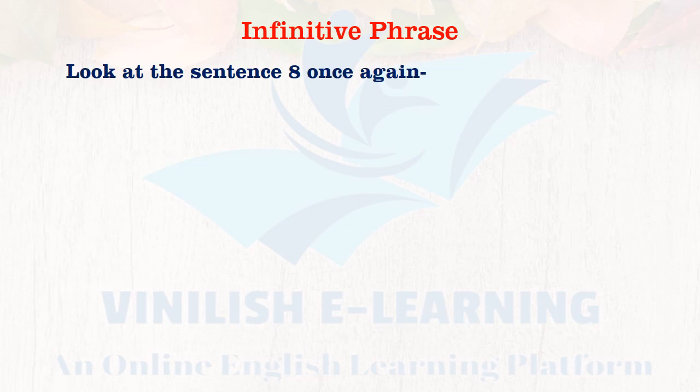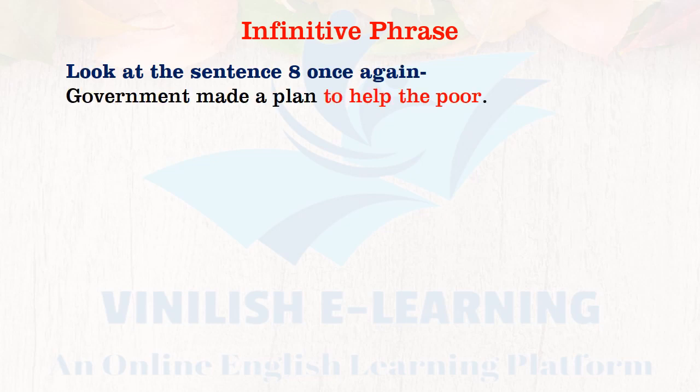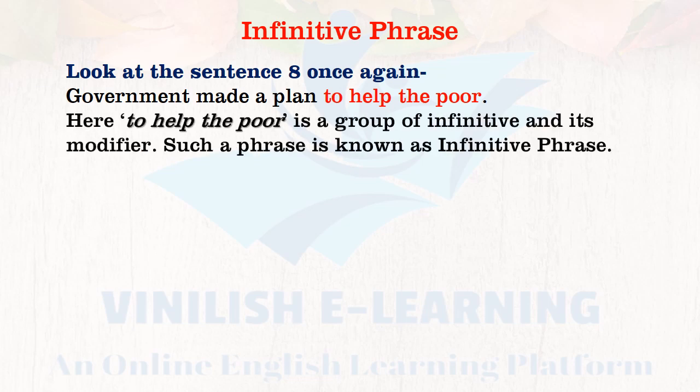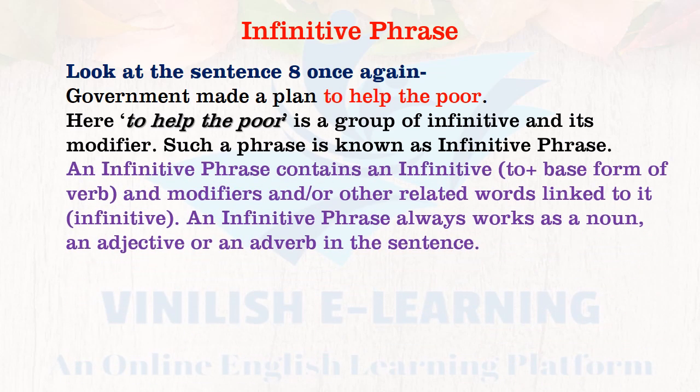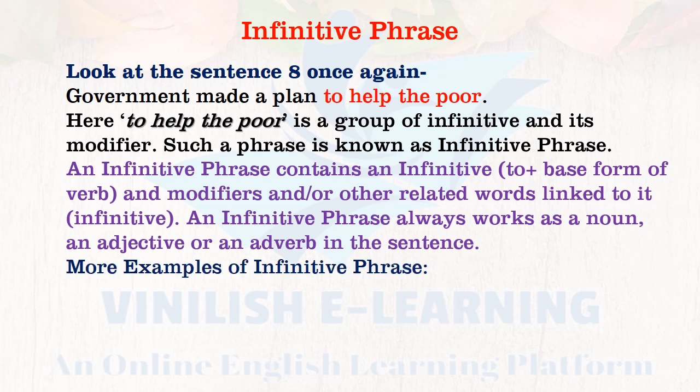Infinitive phrase. Look at sentence 8 once again. Government made a plan to help the poor. Here, to help the poor is a group of infinitive and its modifier. Such a phrase is known as an infinitive phrase. An infinitive phrase contains an infinitive and modifiers and/or other related words linked to it. An infinitive phrase always works as a noun, an adjective or an adverb in the sentence.